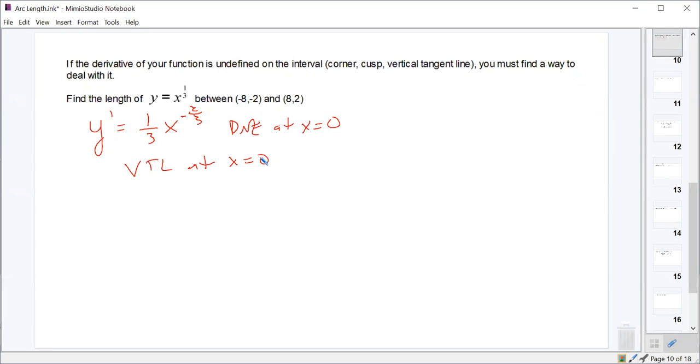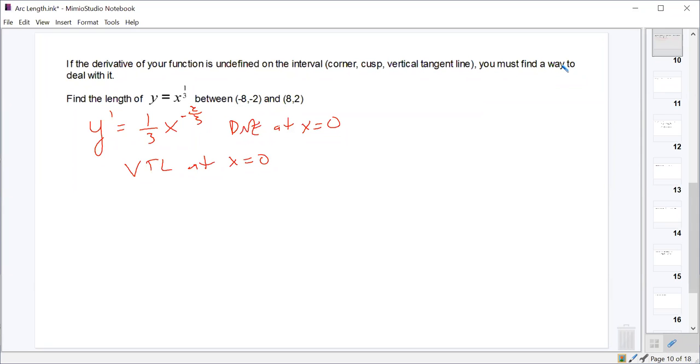And that's what the cube root function looks like, right? Looks like this. That was really poorly drawn, but pretend that looks like a nice cubic flipped on its side. It's got a vertical tangent line.